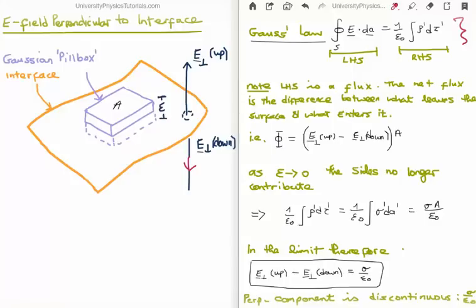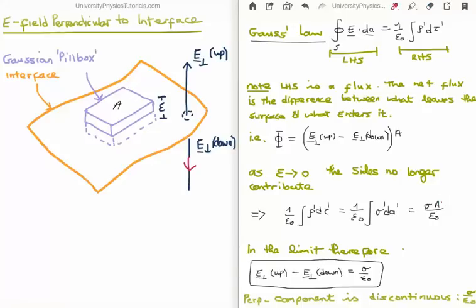Now what I'm going to do is shrink the thickness of our Gaussian pillbox down to zero. What that will mean is that the sides will not contribute to the electric flux, and it'll just be the top and bottom of your Gaussian pillbox. So if you look at this, we perform our integral on the right-hand side. What we get is 1 over epsilon 0, the integral of the charge density over the volume. Now, because we're no longer talking about a volume, instead we're talking about a surface area, we can integrate 1 over epsilon 0 sigma prime dA prime, giving us, of course, sigma times the area divided by epsilon 0. Thus, what we can say is, in the limit, the flux, or E perpendicular up minus E perpendicular down, is equal to sigma over epsilon 0, because the area components cancel out.